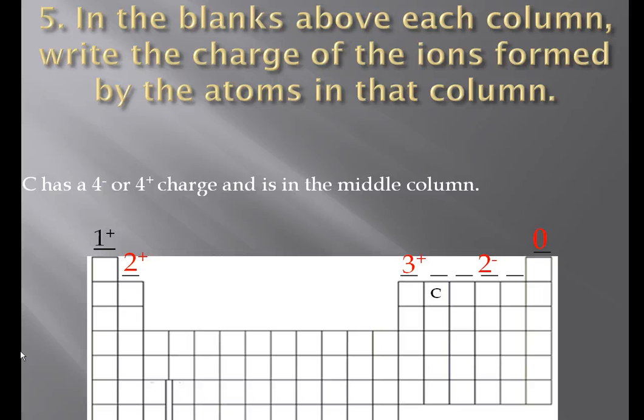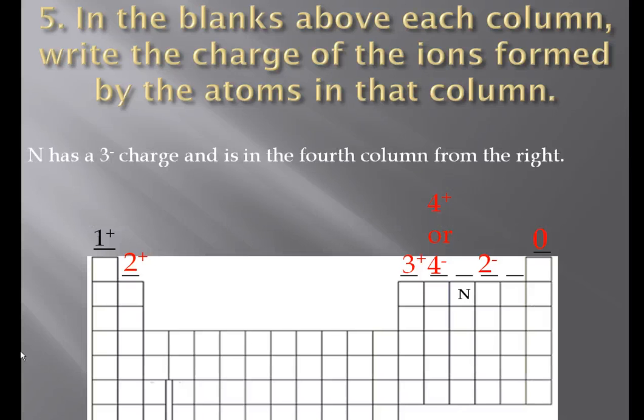And we know C can either be 4 minus or 4 plus charge. It's in the middle column, so 4 plus or 4 minus goes right there. Next we have N, which is 3 minus charge, so 3 minus goes there.